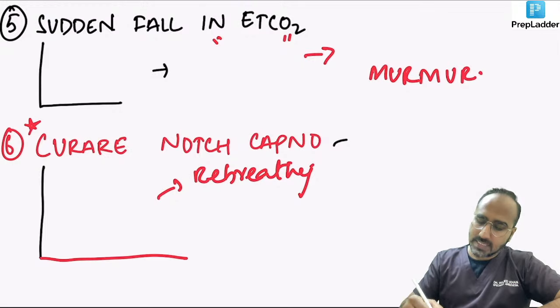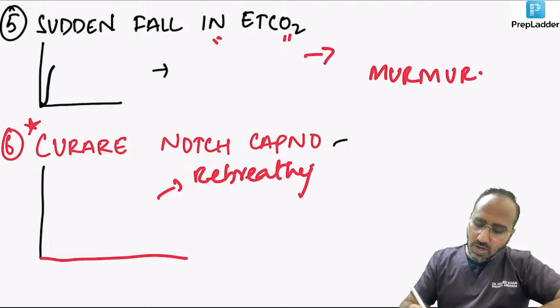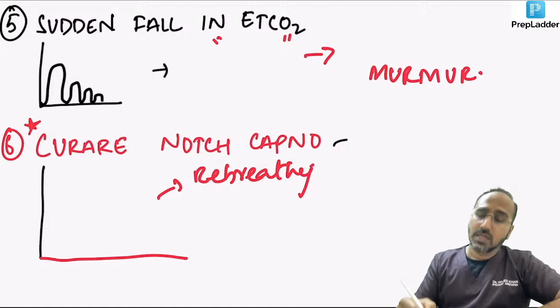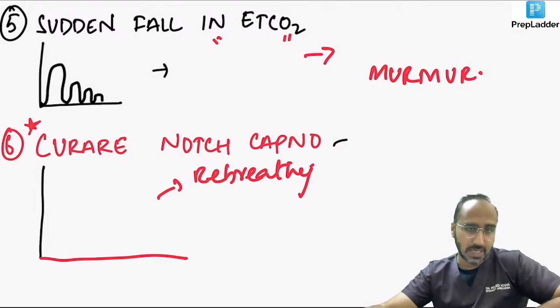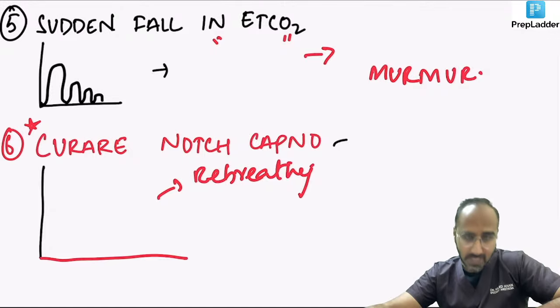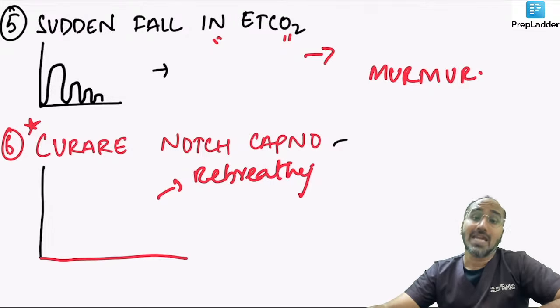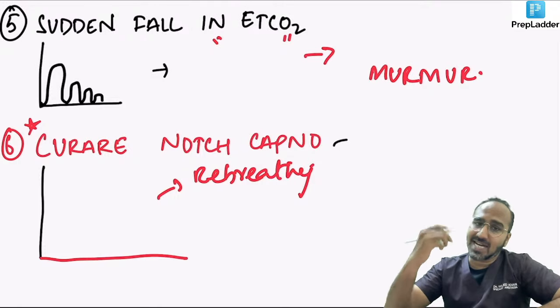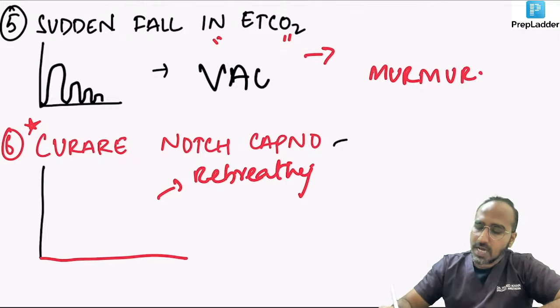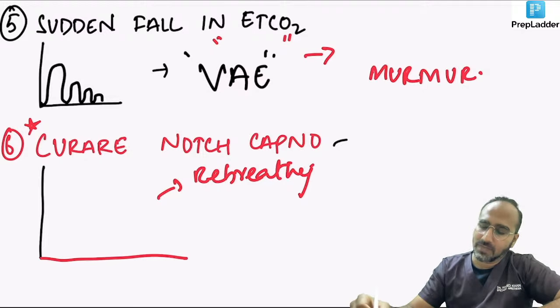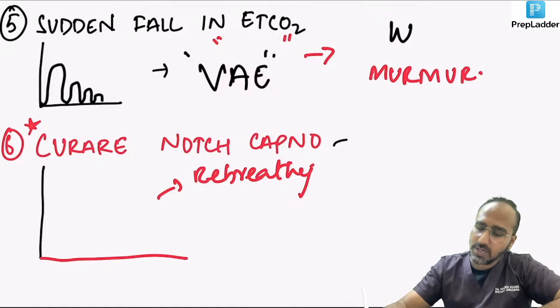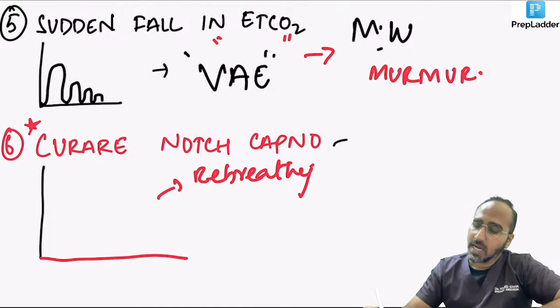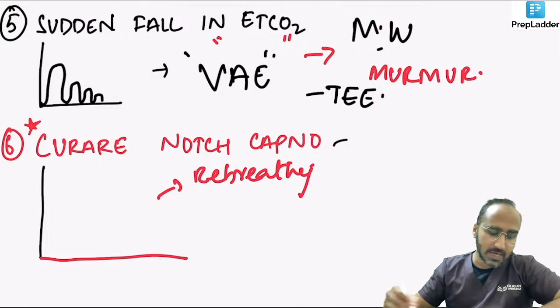Okay. Next, guys. Patient was having a normal EtCO2. Suddenly EtCO2 is falling. This usually happens in major surgeries where the patient is at risk of developing venous air embolism or fat embolism. In those cases, you will see a sudden fall in EtCO2. The answer is venous air embolism. The murmur that you see, I have already told you, is mill-wheel murmur. And what is the investigation of choice over here? Transesophageal echocardiography.